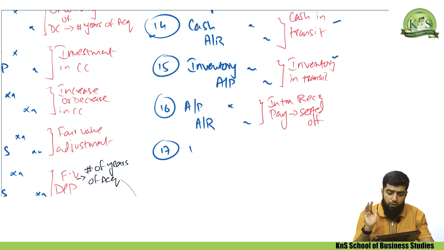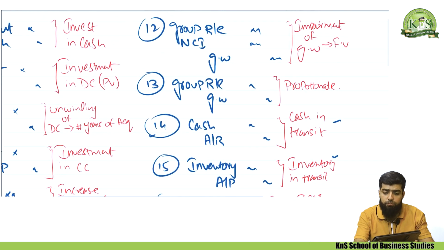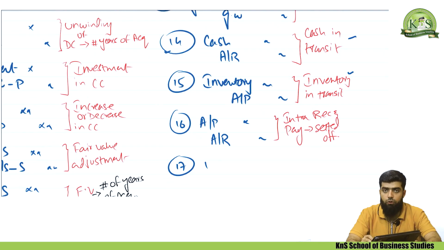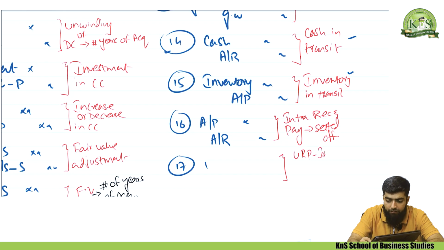For this unrealized profit, IFRS has recommended that it needs to be set off and cancelled off. So how are we going to remove that unrealized profit? It depends. For example, if we are talking about the URP of inventory.